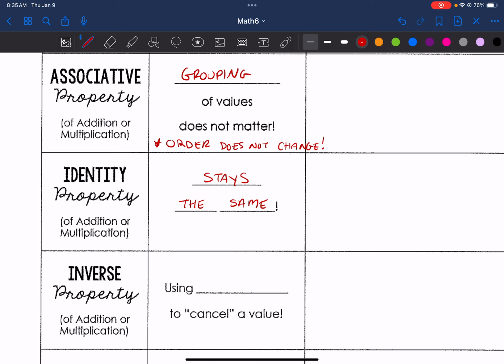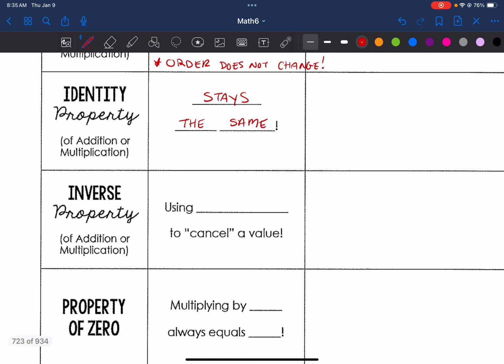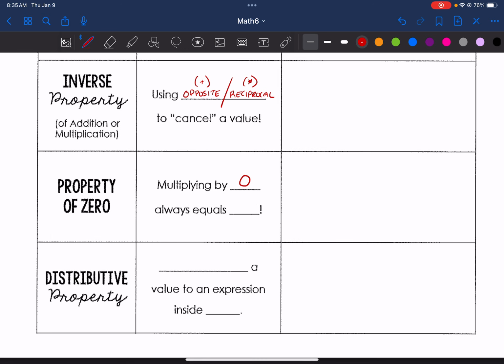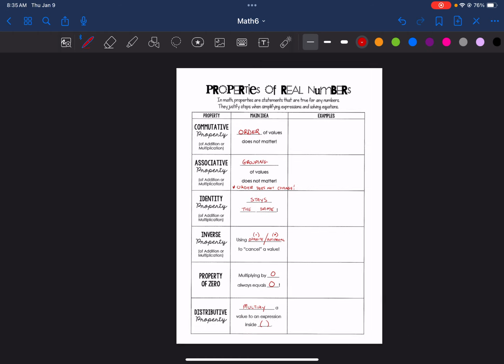Try and think about inverse. What are we using for addition? Good, opposite. This is for addition. What's that word we said for multiplication? Good, reciprocal. Property of 0 is when you multiply by 0, you get 0. Good. And what are we doing with the distributive property? What's the operation? Yes, we're going to multiply a value to any expression inside the parentheses. Perfect. And you can think of examples here too.